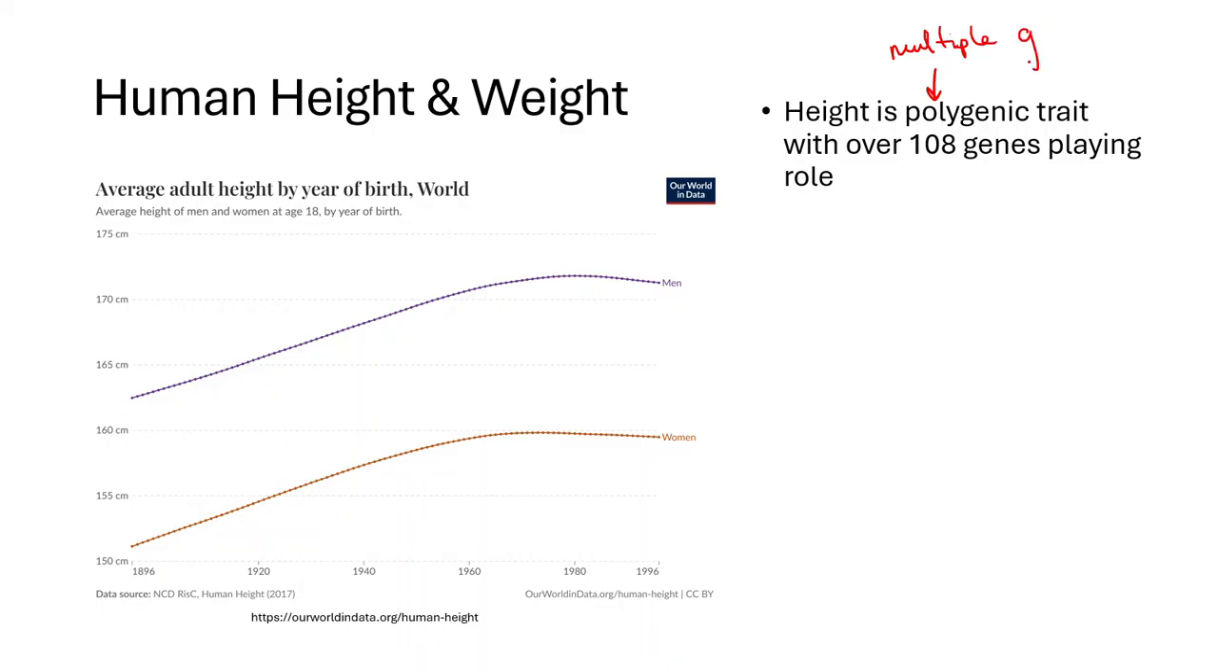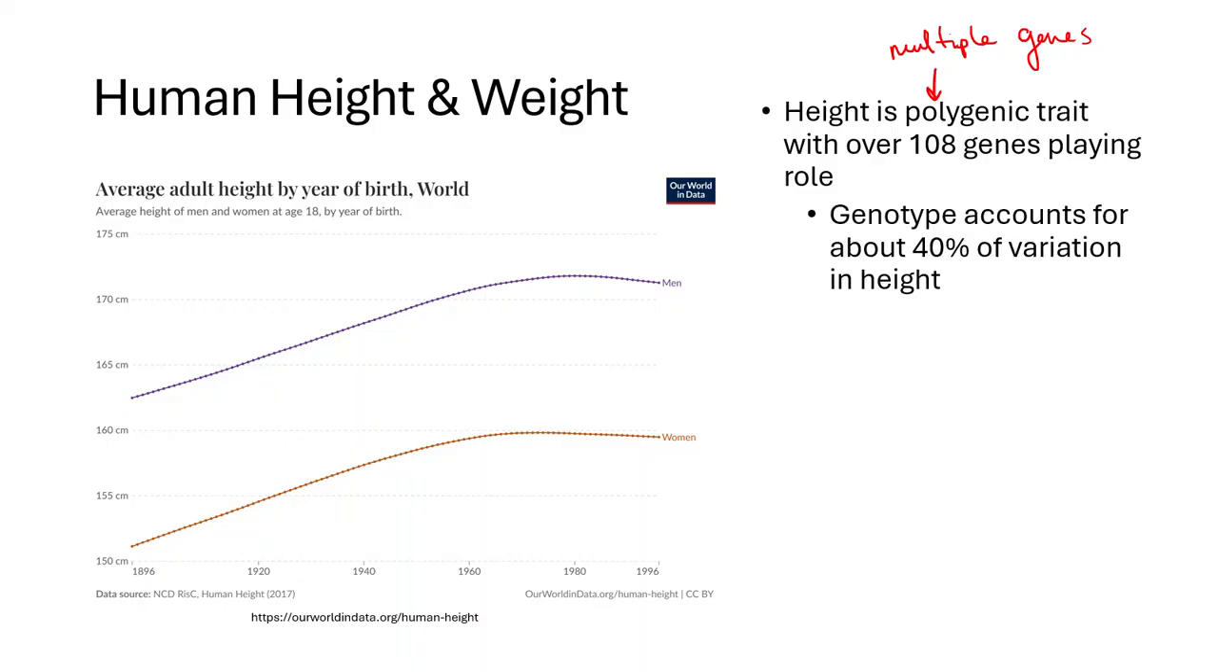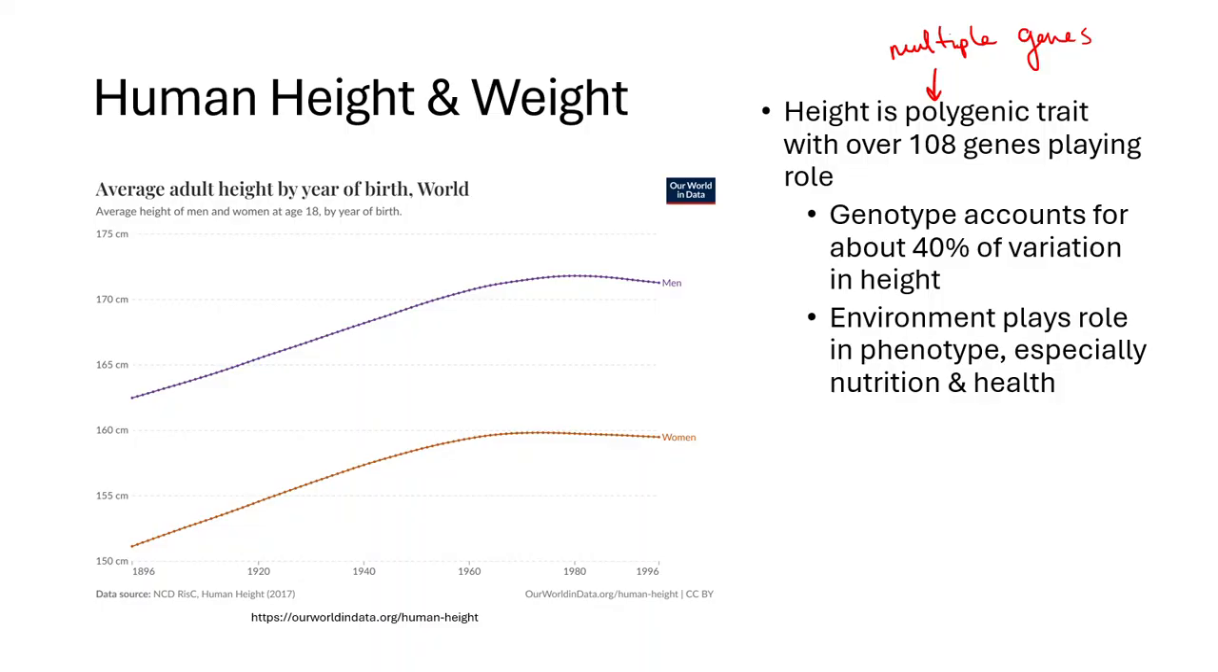to that trait. And in the case of height, so far we have identified over 108 genes that play a role in the height a person will develop. However, the variation that you see in height is only accounted for about 40% by these different genotypes of these genes. Instead, environment plays a very big role in the phenotype of how tall a person can grow, especially based on the nutrition that they receive during childhood and while they're growing, and their health at the same time.